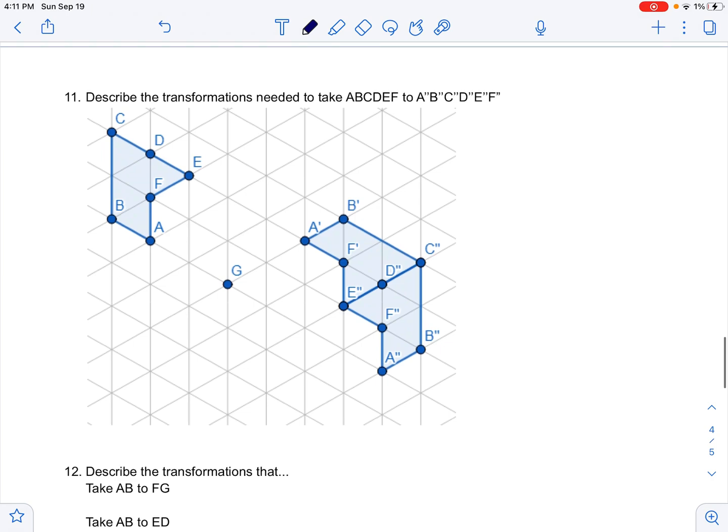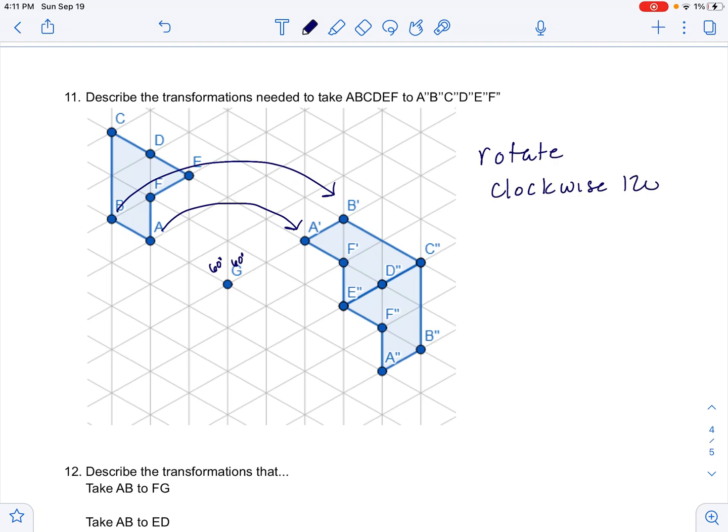All right, let's look at this. Describe the transformations needed to take A, B, C, D, E, F to A double prime, B double prime, C double prime, etc. So we actually have two things here. The first one is actually a rotation. Here, A is rotating to A prime. Let's see. B is rotating to B prime. These triangles are equilateral triangles, 60 degrees and 60 degrees. So first, we're going to rotate clockwise 120 degrees.